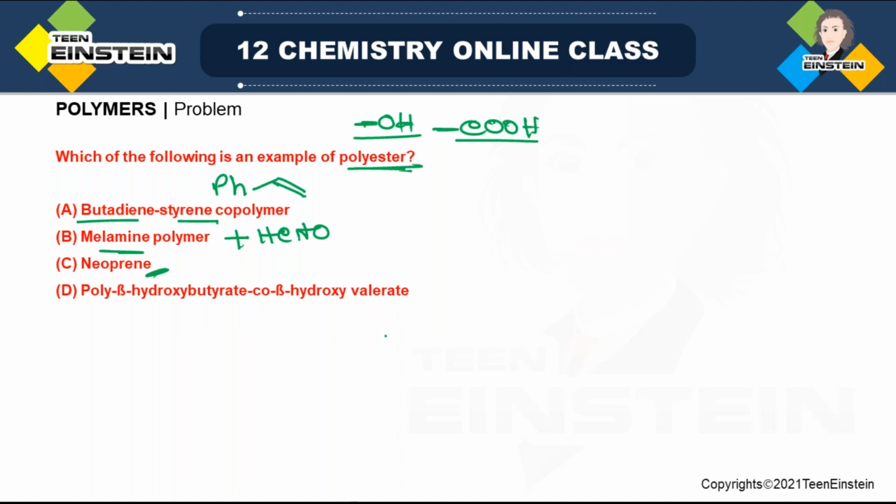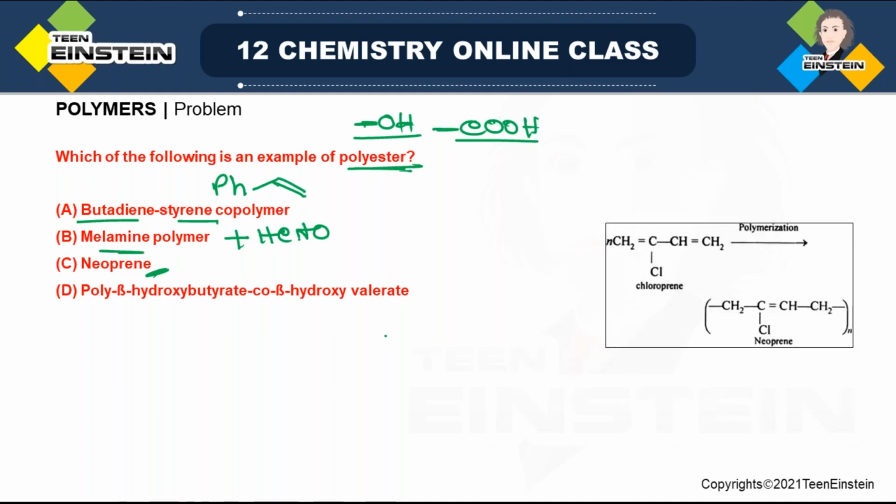Here also we have only a C=C double bond. So see how neoprene is synthesized starting from 2-chloro-1,3-butadiene. We do not have any OH or CO2H. So this is not correct. Then melamine, this is the structure. There is an NH2 group. It reacts with formaldehyde, that means an aldehyde group. So this is also not correct.